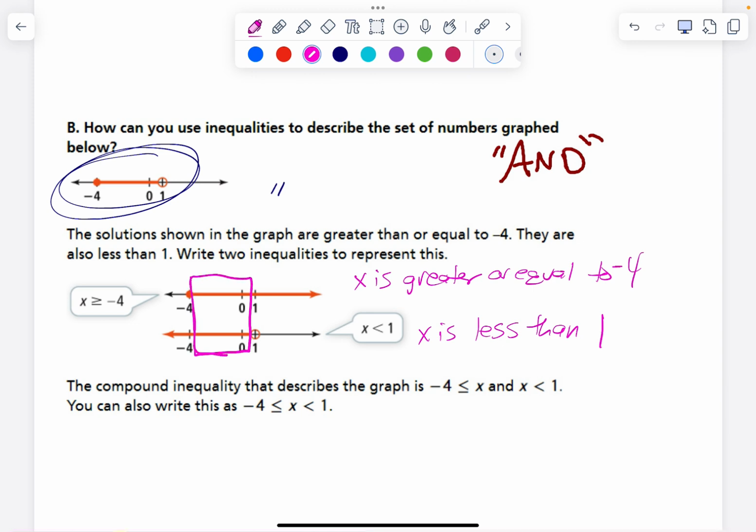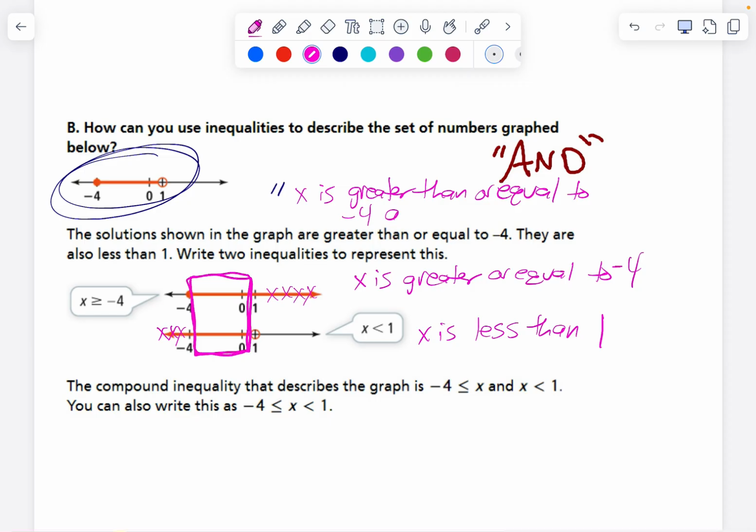That section overlaps. And where they overlap is the only part that's true. Because if I have to meet both of these at once, this part over here doesn't work. It's above 1. And this part down here doesn't work. It's below negative 4. And we have to be between those. So X is kind of like what Caleb said: greater than or equal to negative 4, and less than 1.